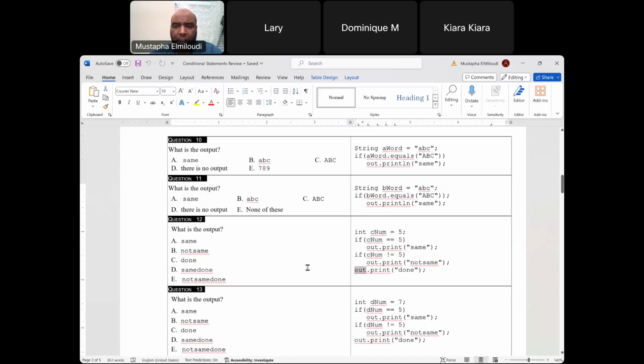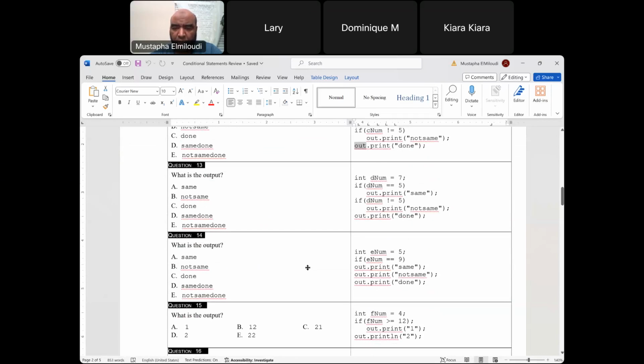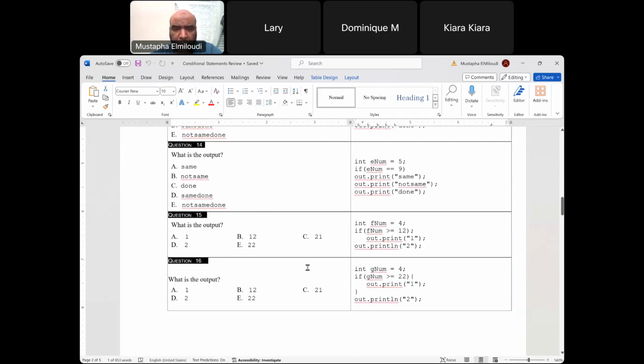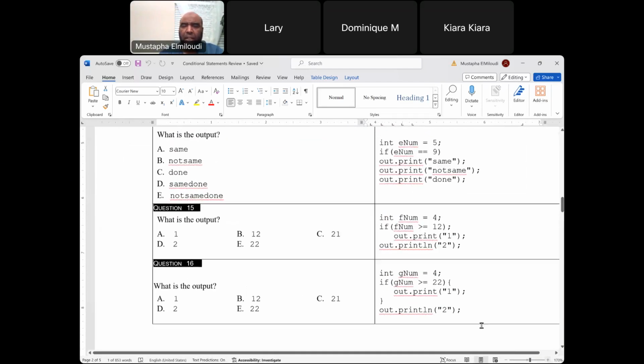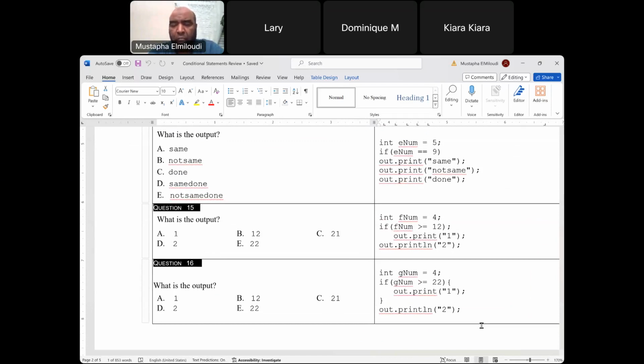All right, so let's answer some questions here, just to test. Let's say, for example, number 15. Let me see if I can magnify this even more. Number 15, what would be the answer here? We have an integer, fnum equals 4. It says if fnum is higher or equal than 12, print 1. I just did not put system out, but it should be system out print. And then we have print 2. What do you think is the answer?